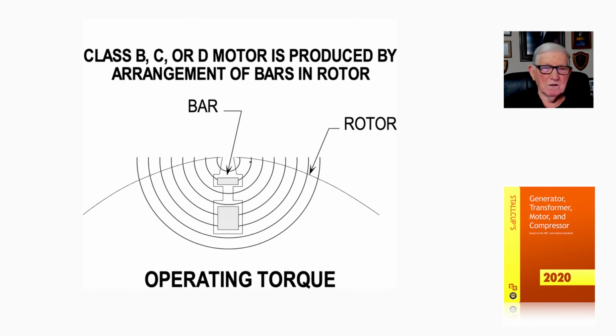And so that's what this figure 14-11 is illustrating to you, that the deeper these bars are cut into the rotor, the more torque you're going to have, and that's why you have your B, C, or D listed in Table 430.250 and Table 430.251 of the NEC.